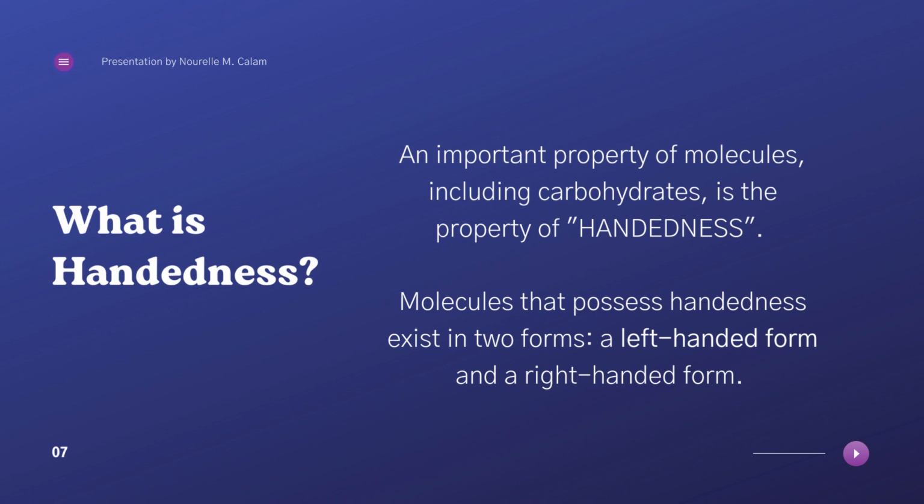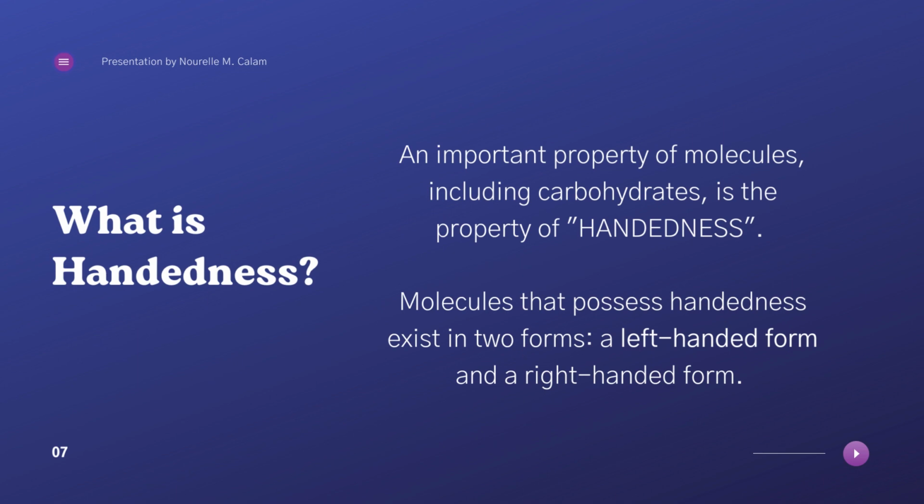Now, an important property of molecules, including carbohydrates, our first major biomolecule, is the property of handedness. Now, molecules that possess handedness exist in two forms, a left-handed form and a right-handed form. So, again, what you just have to remember is that a lot of molecules, including carbohydrates, because they possess the property of handedness, they exist in two forms. They have two versions. You have a left-handed form and a right-handed form, the same way as we have two hands.